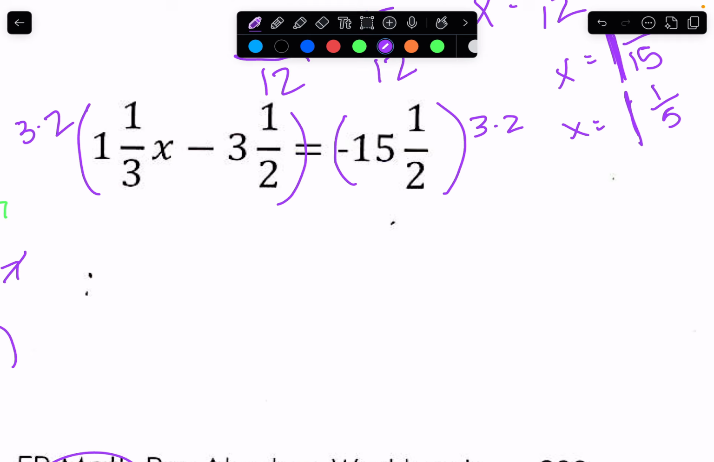Let's start with this one. This is why I'm going to do something wrong on purpose to show you guys, and then I'm going to show you the right way to do it, okay? The reason I asked you to change it into mixed numbers is because a lot of students want to take this 3 times 2 times 1 and a third x.